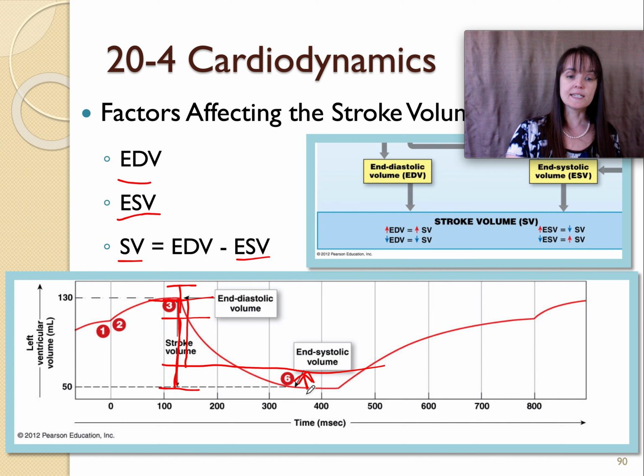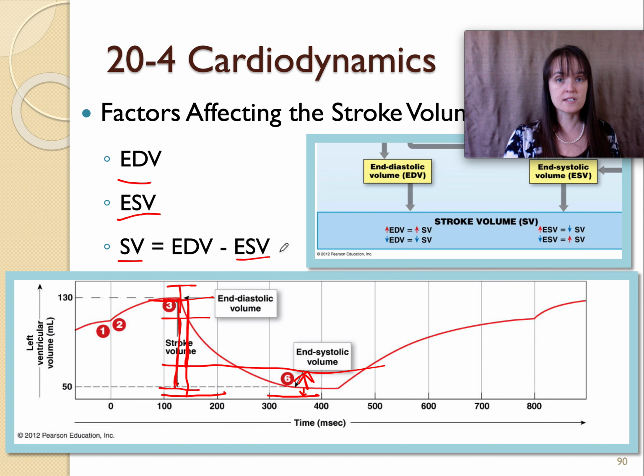What if we decreased the end systolic volume, what would that do to our stroke volume? It would increase it. Whatever we do to the ESV, it does the opposite to the stroke volume, because you're subtracting. If you subtract a bigger number, there's less left. If you squeeze more toothpaste out, there's less left. If you squeeze less toothpaste out, there's more left in the tube.